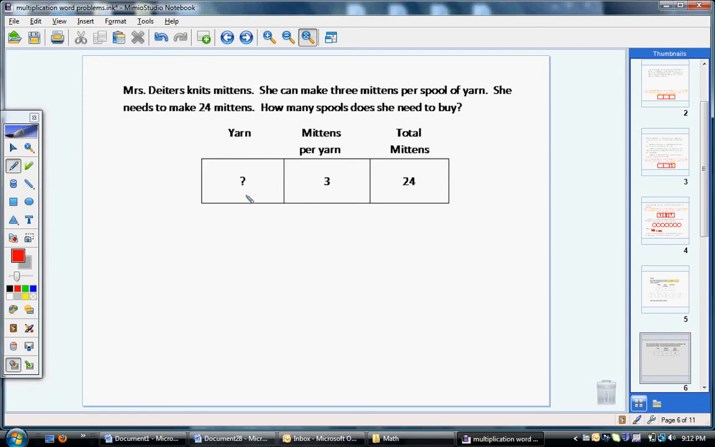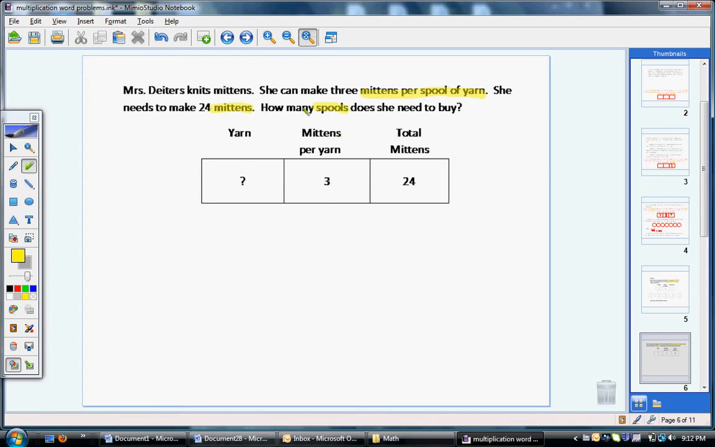Here you can see I have my diagram. My package in this case is the yarn spools, because in each spool of yarn I can get more than 1 mitten. My middle section is how many mittens I can get out of each one of my packages or my spools of yarn. And my total is the number of mittens that she can make. After I have my diagram drawn, I need to look for those key words. I can see that she can make 3 mittens per spool of yarn, and I can see that she needs to make 24 mittens. My question is, how many spools or how many yarns does she need to buy?